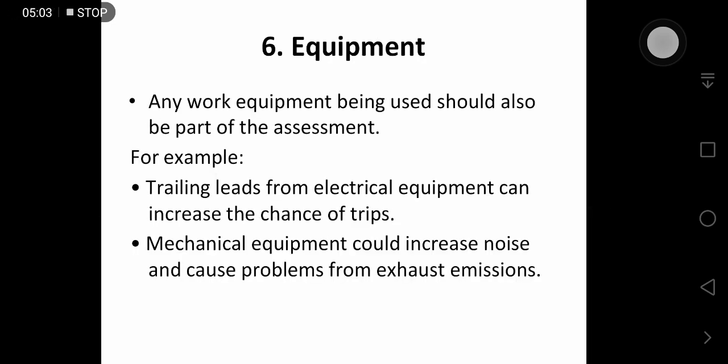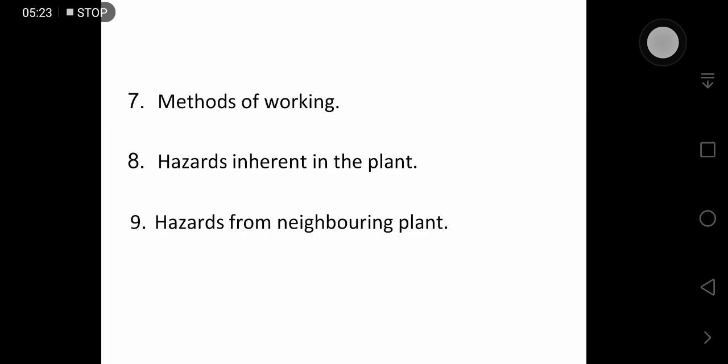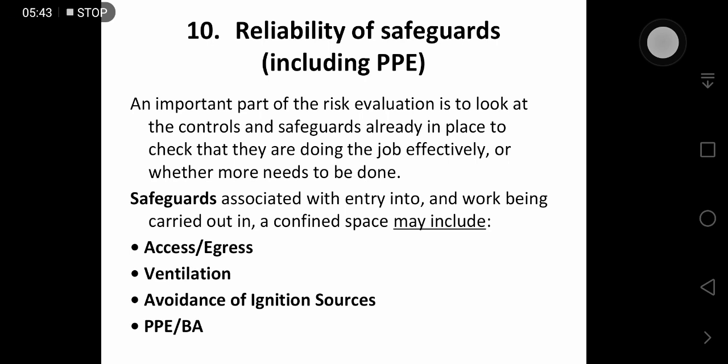And then equipment must be assessed, meaning any work equipment being used should also be part of the assessment. For example, trailing leads from electrical equipment can increase the chance of trips. Mechanical equipment could increase noise and cause problems from exhaust emission. Then method of working must be assessed. Then hazard inherent in the plant and hazard inherent from neighboring plant must be assessed before work is started in confined spaces. The last but not the least assessment process is reliability of the safeguards. It must be assessed, including PPEs.